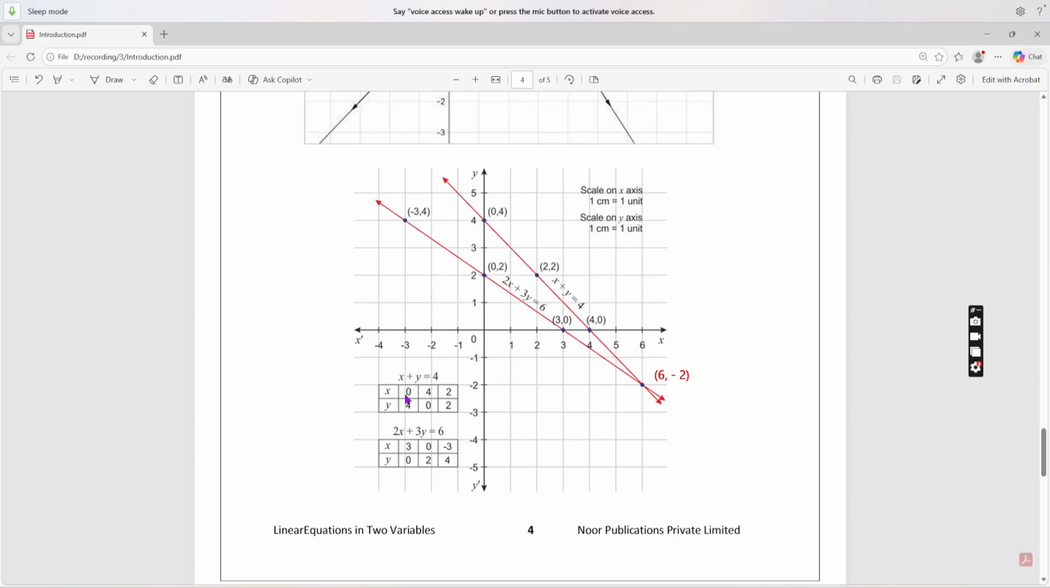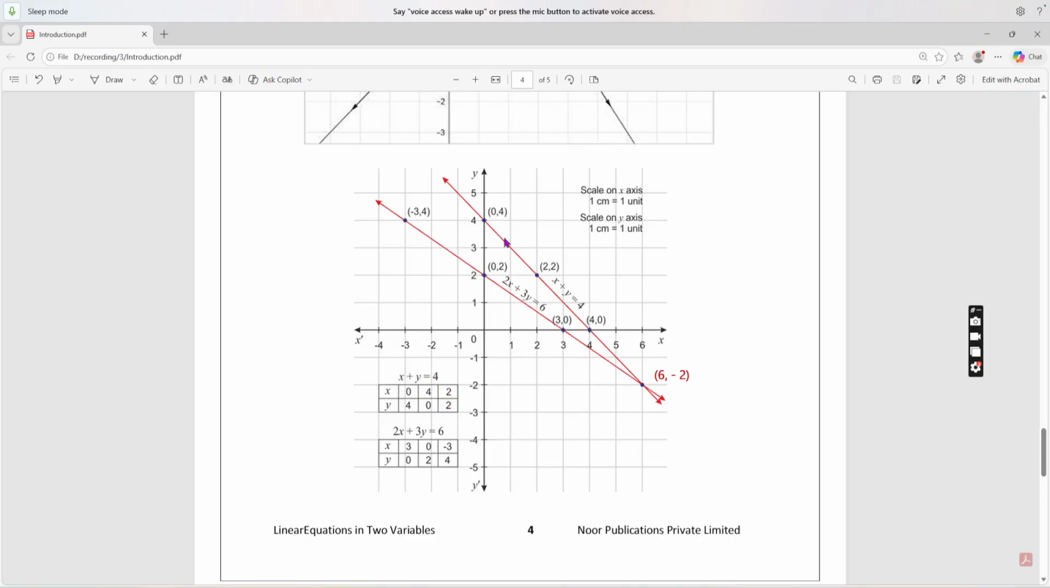Now instead of x, we can take any value. For example, if we take 0, what are we getting? 0 plus y is equal to 4, means y is equal to 4. Now if we put x as 4, so 4 plus y is equal to 4, which means y is equal to 4 minus 4, which gives us 0. Now if x is 2, so 2 plus y is equal to 4, so y is equal to 4 minus 2, that is 2. So we get 2 and 2. Now we are going to plot these points (0, 4), (4, 0) and (2, 2), which represent the equation x plus y is equal to 4.